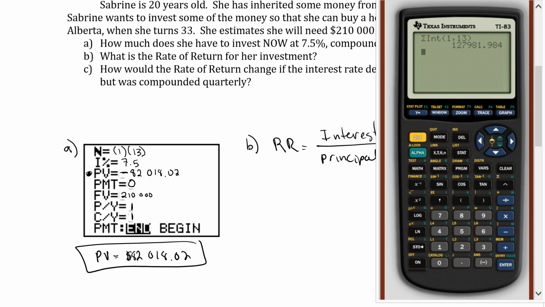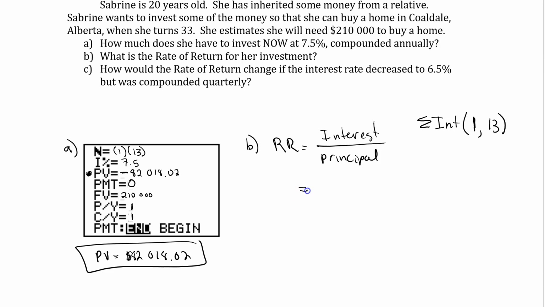So we're going to say that this is what the interest is. Another way that you could do it is you could just do the 210,000 minus the 82,018.02. That's absolutely fine, but I'm just showing you the TVM Solver way. If you prefer to calculate the interest in the previous way, algebraically, that is absolutely fine. It comes out to the exact same anyway.